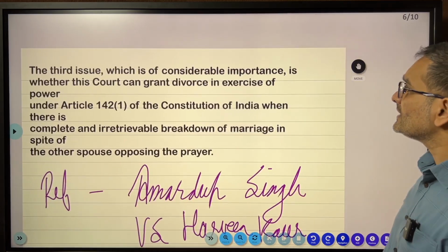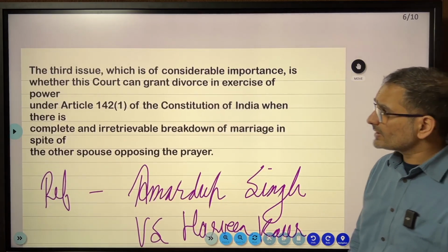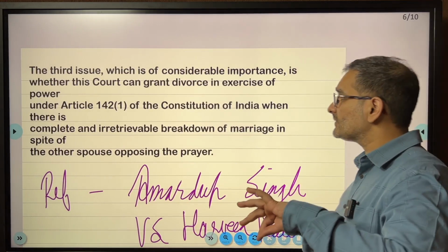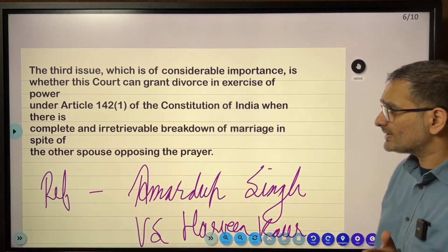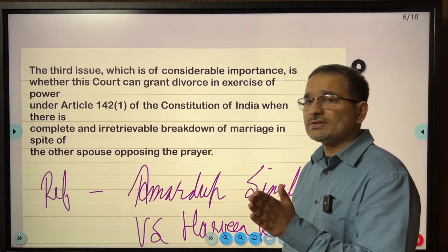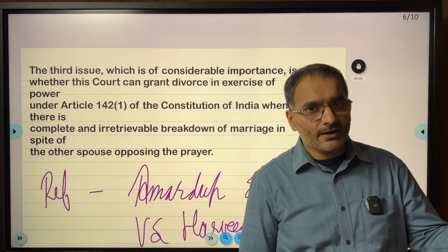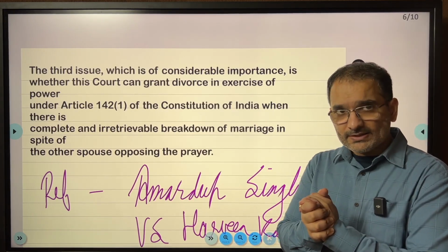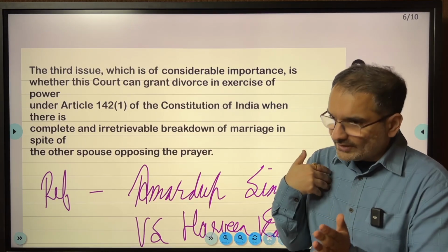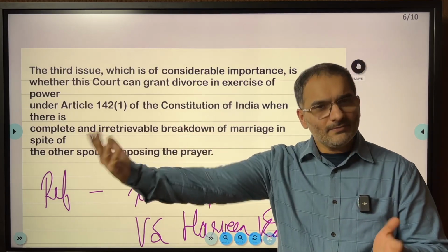The third issue, which is of considerable importance, is whether the court can grant divorce and exercise the power under Article 142, Clause 1 of the Constitution of India when there is complete and irretrievable breakdown of marriage, in spite of the other spouse opposing the prayer. Alrighty. So now, these are the issues to be decided. We are not going to be deciding them. That's how we'll decide them.